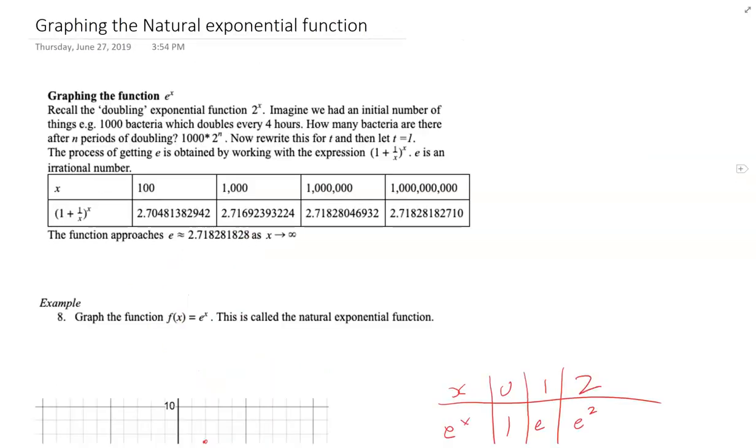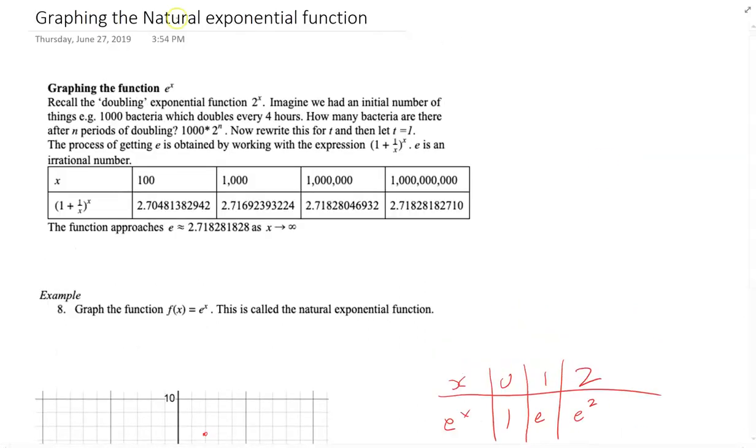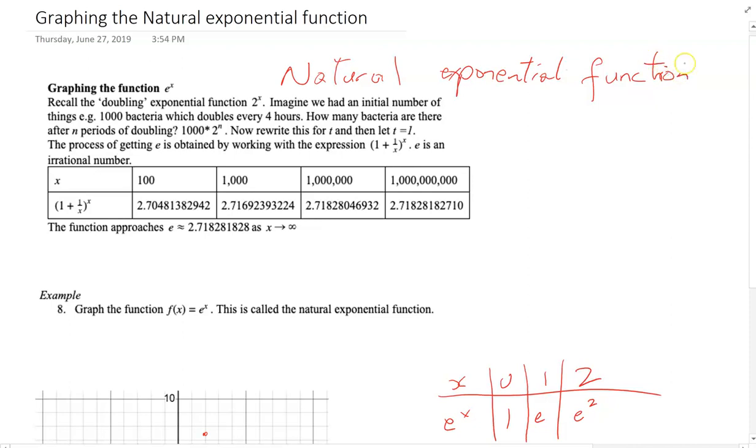Okay? Let's talk next about graphing the function e to the x. Now, e to the x is called the natural exponential function. It is a special exponential function, and this number e occurs in several ways in our daily activities and in a lot of the math that we will do later on.